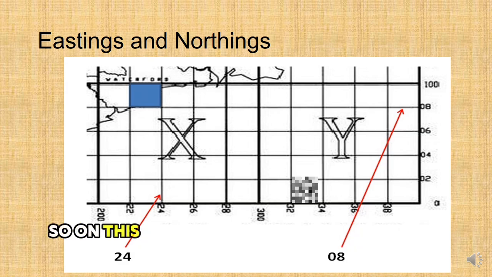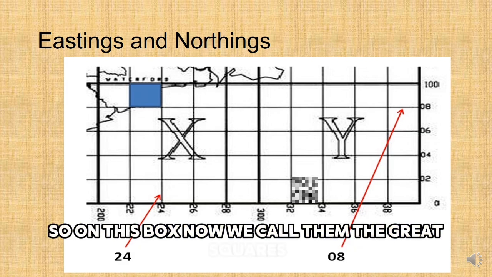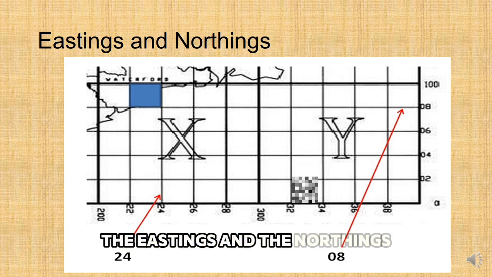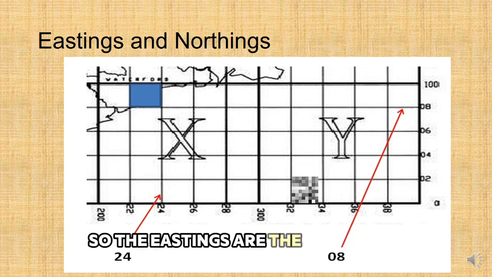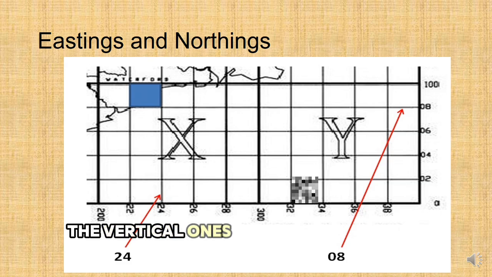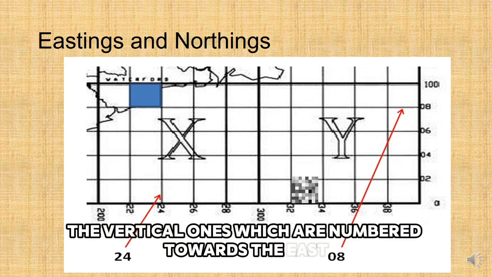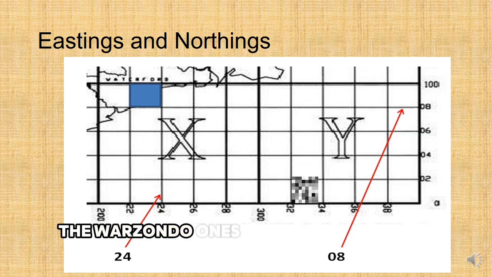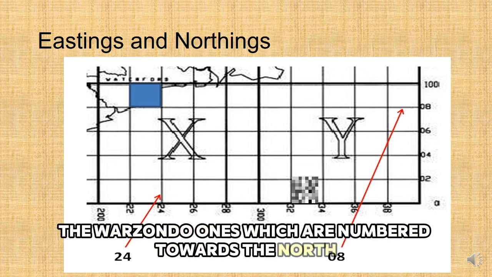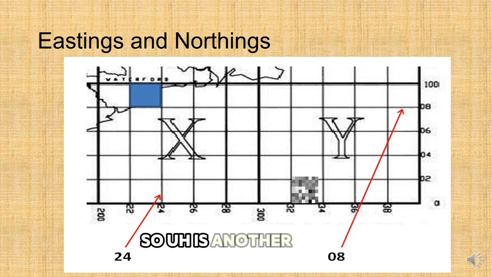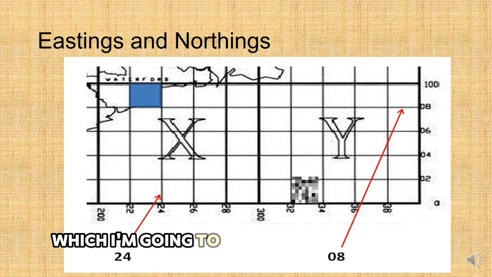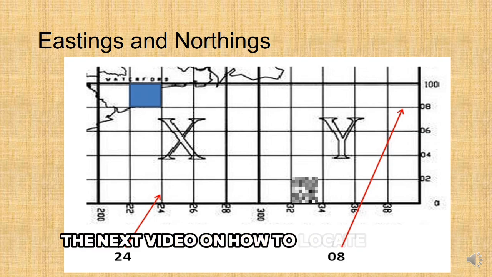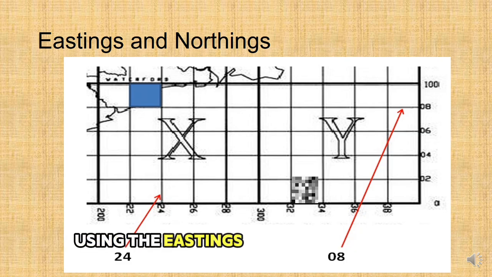Right, so on this box now, we call them the grid squares. The grid squares are made up of the eastings and the northings. The eastings are the vertical ones, which are numbered towards the east, and the northings are the horizontal ones, which are numbered towards the north. So it's another story which I'm going to take you through in the next video on how to locate places using the eastings and the northings.